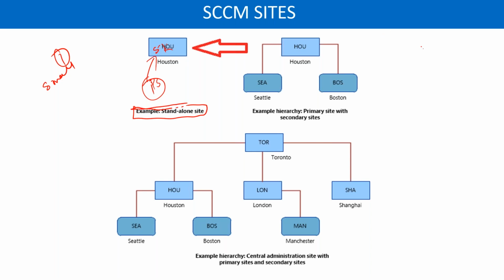Suppose you have a medium size organization, where you have a headquarter and branch offices. The headquarter will be, let's say, Houston. 5,000 machines are there, so we will install a primary site for Houston. And for Seattle and Boston, these are the branch offices, 2,000 or 3,000 machines are there. You will install secondary sites, and secondary will report to primary like this. Got it?